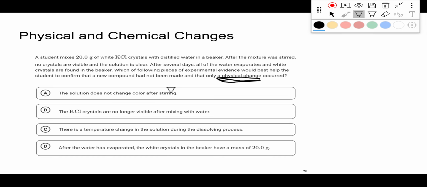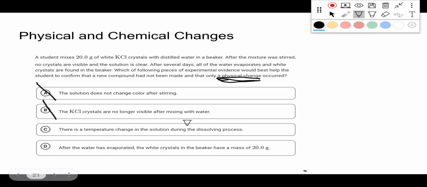A solution does not change color after stirring. Well, if it changed color, that's typically a chemical change evidence, so that's not going to be true. The KCl crystals were no longer visible after mixing water. That is true, but that's what happens when you dissolve salts. If I take salt, table salt, sodium chloride, and dissolve it in water, they quote-unquote disappear. But them being visible or not visible has nothing to do with being chemical or physical. That just means that a salt is dissolving, so that's not a realistic explanation.